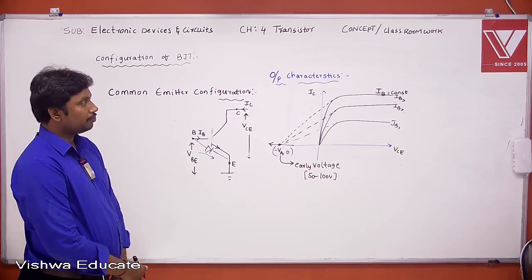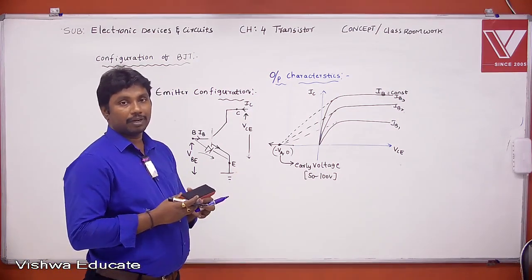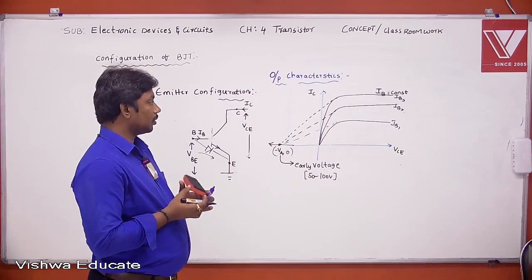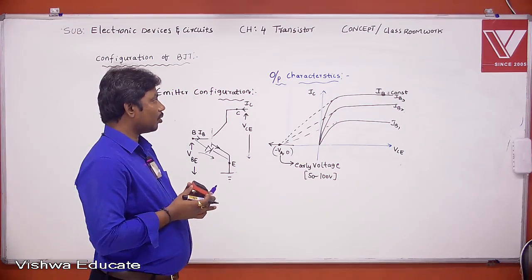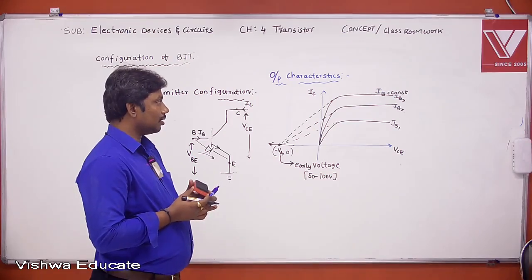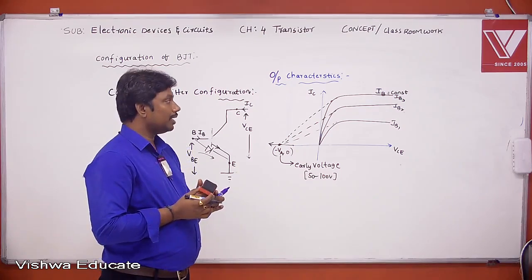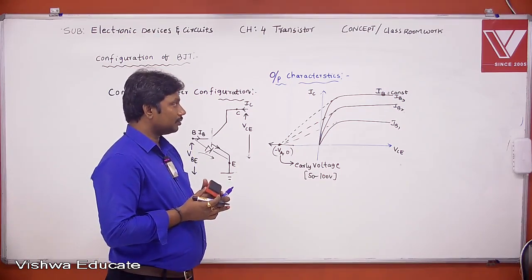Yeah, copied now. Write down. The output characteristics are drawn between IC versus VC by keeping IB constant.